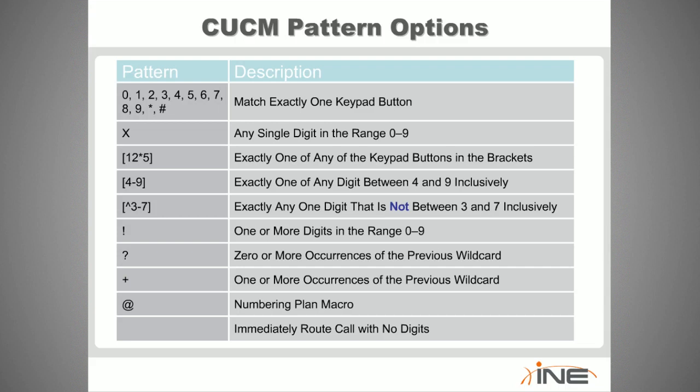We already said the @ is the numbering plan macro, and then nothing is also a valid pattern. It immediately routes the call because it basically matches once absolutely 0 DTMF digits have been entered, which is the same as going off hook. We'll look at that today with our very last task for PLAR, private line automatic ring down.